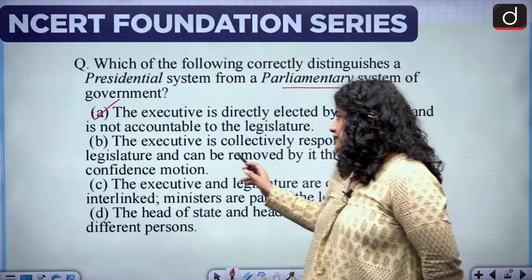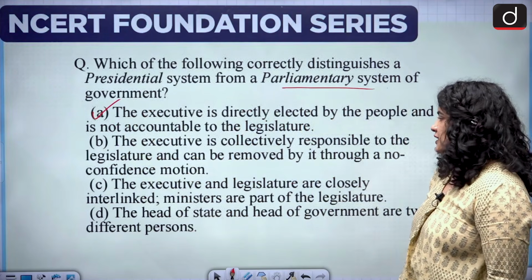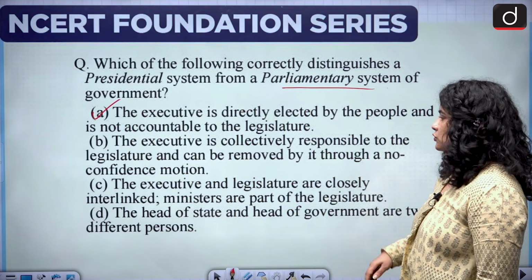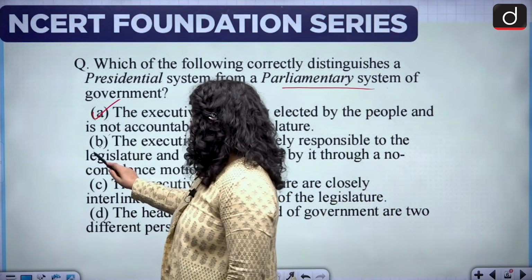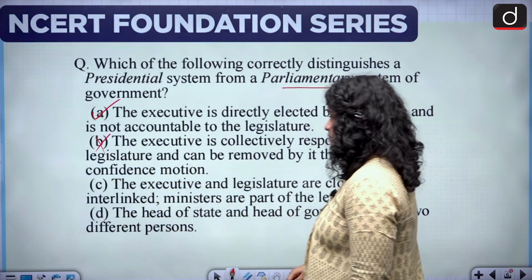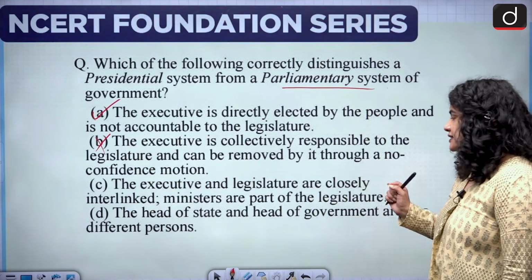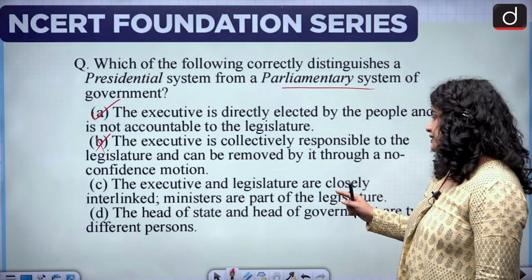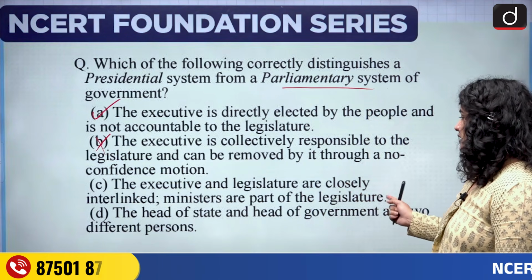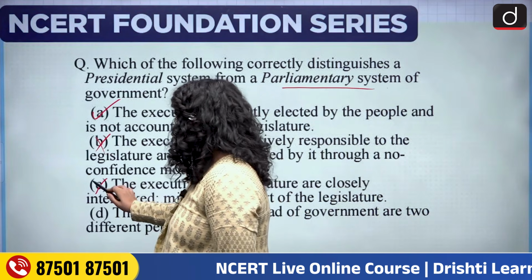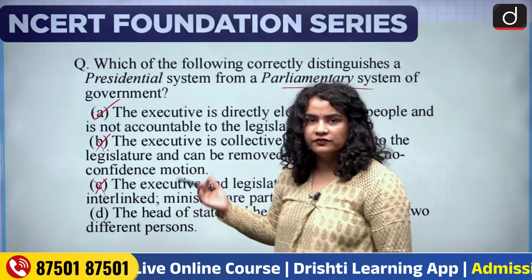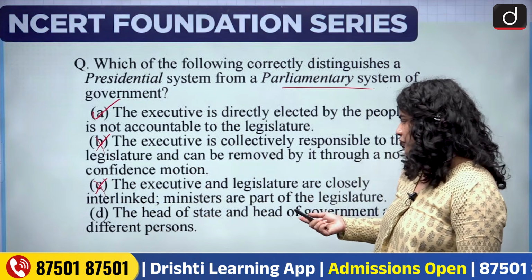Option B says the executive is collectively responsible to the legislature and can be removed by it through a no confidence motion. This is very much symptomatic of a parliamentary form of government. Option C says the executive and legislature are closely interlinked. Ministers are part of the legislature. Also very descriptive of the parliamentary form.